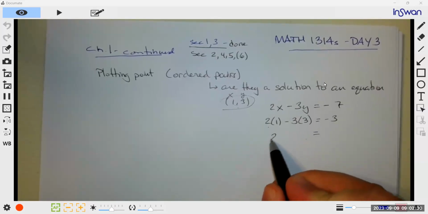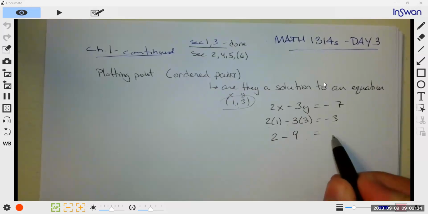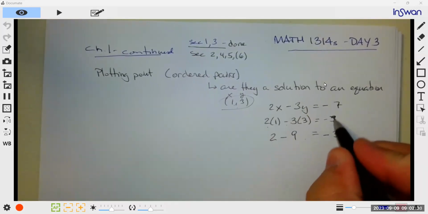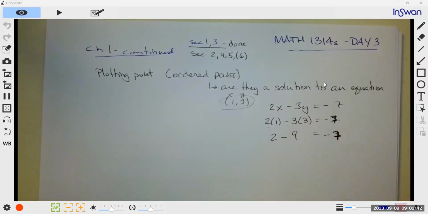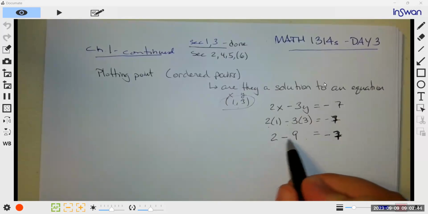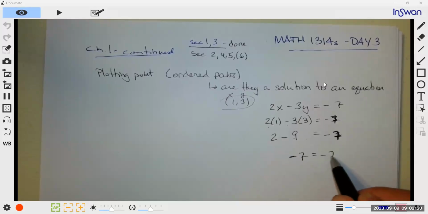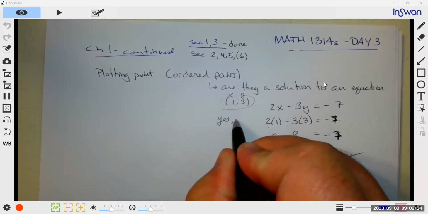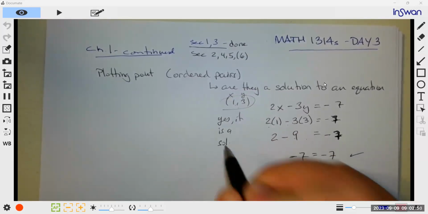2 times 1 is 2, minus 3 times 3 is 9. Nope, not -3, it's -7. 2 minus 9. 9 is bigger, so the answer is negative. 9 minus 2 is 7. Is -7 equal -7? So yes, it is a solution.